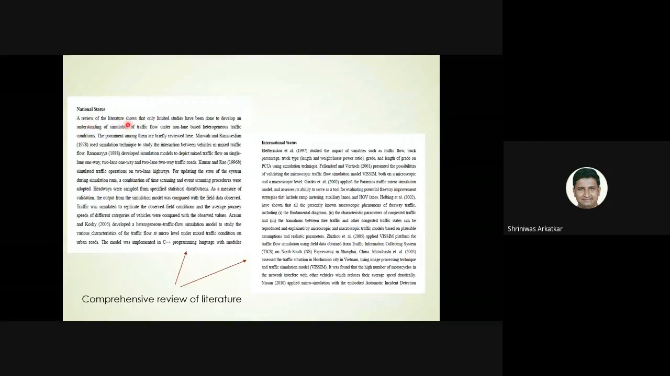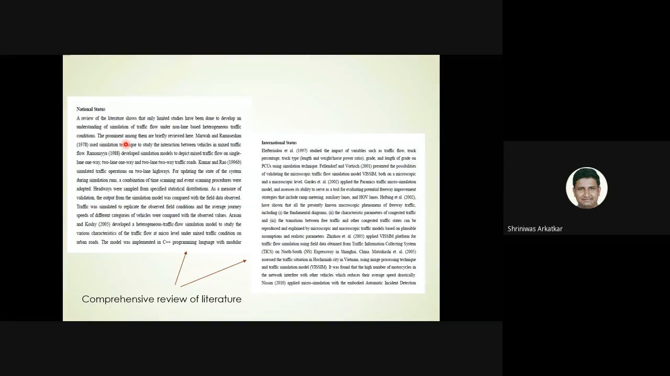So a review of the literature shows that, okay, something like that, national status and international status. It is very important to showcase what is the national status of your research and what is the international status of your research. Then it becomes more creditable to you how your research objectives are placed, considering this national status and international status. Naturally, national status means it has got the status from city, district, and state.